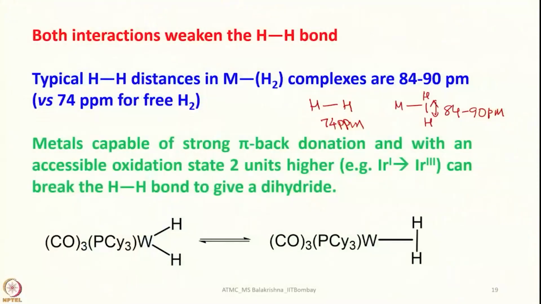if H2 comes, one can break the HH bond to form two metal to hydrogen bonds, or metal hydride bonds. That is what it means. You can see one such example given here, a tungsten complex. This one is in equilibrium with the neutral as well as the anionic one. Of course, one can always tilt the equilibrium either towards the right side or towards the left side by choosing appropriate ligands having the right kind of donor and acceptor properties.